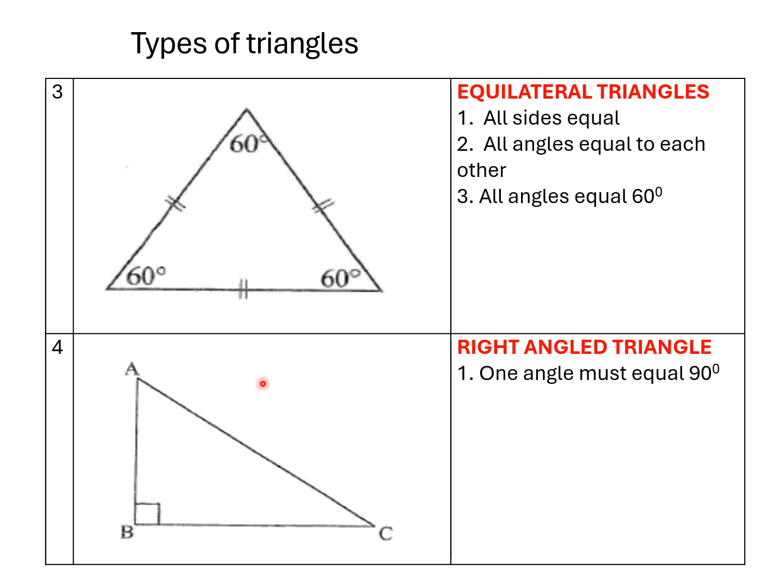Alright? And the last triangle that we will use a lot, especially using theorem 1, is called a right angle triangle. One angle must be equal to 90 degrees, which in this case is angle B.